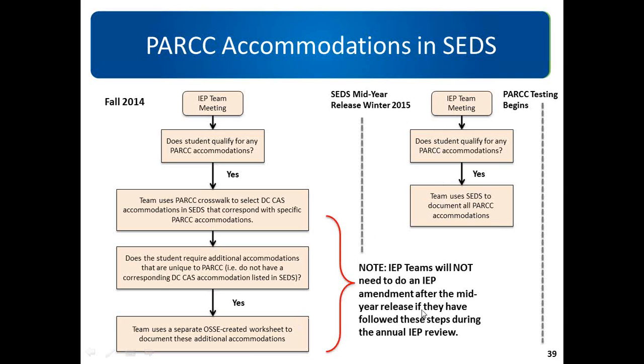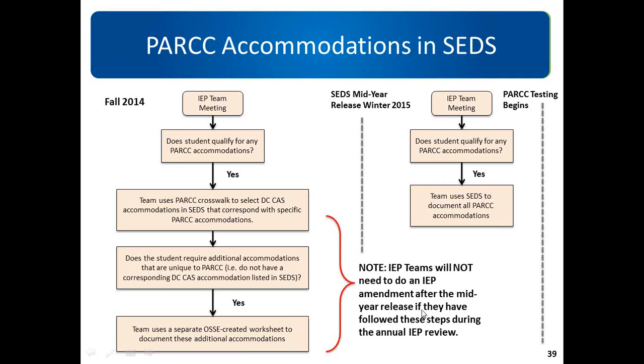So here's how you would use the PARCC accommodations crosswalk. Here's an example. Step 1, your team decides that the student qualifies for the PARCC accommodation of scribing or speech to text. You can see that in the first column. Then you look in the second column. Turns out that accommodation is already available in SEDS, but it's called oral response to test because SEDS still lists things as DC CAS accommodations, even though it's the same thing as the PARCC accommodation. So in SEDS, you check the box for the DC CAS accommodation, and that's good enough to document that they're getting this equivalent PARCC accommodation.